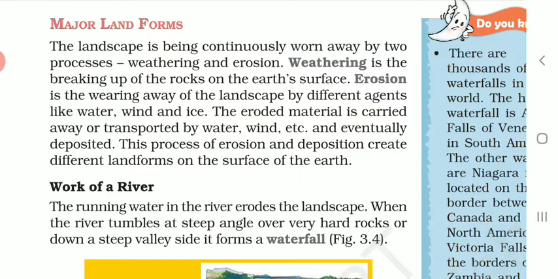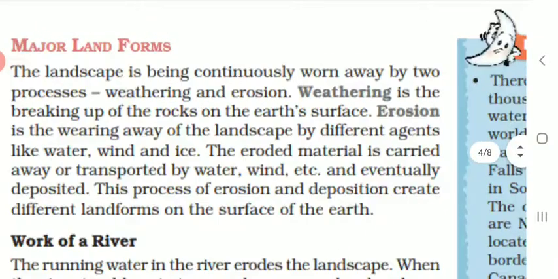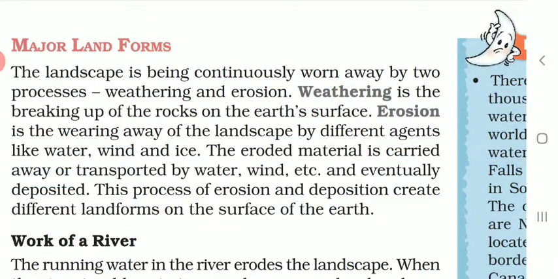So here we are going to understand major landforms. As we have discussed about the endogenic forces and exogenic forces, with the help of these endogenic and exogenic forces, different kinds of landforms have formed. Now in this point we are going to understand what kind of landforms have formed due to the exogenic forces of the earth. So the landscape is being continuously worn away by two processes, weathering and erosion.